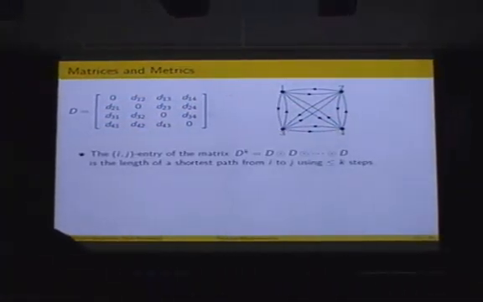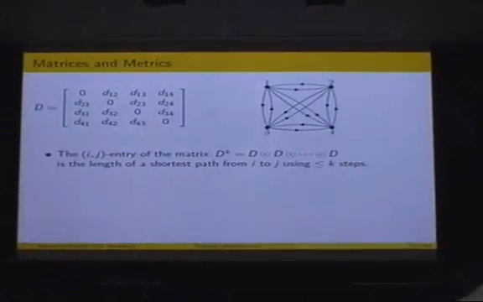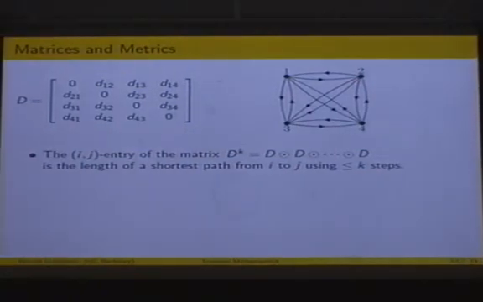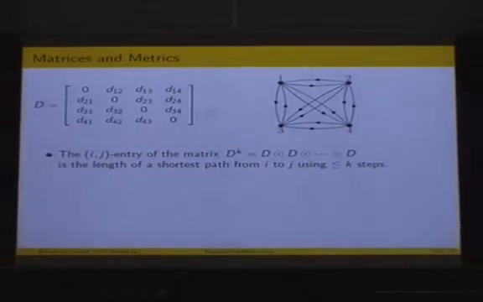Okay, so let me state this. If you form the kth matrix power, so you multiply tropically D times D times D times D, k times, so that's the tropical matrix D to the k, then the entry in row I and column j of that matrix is the length of a shortest path from city I to city j using at most k steps.